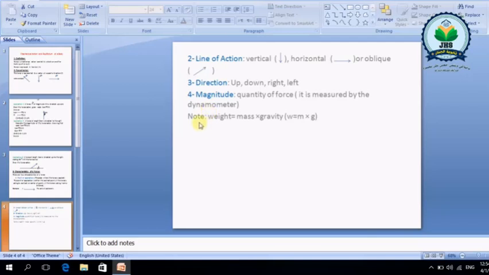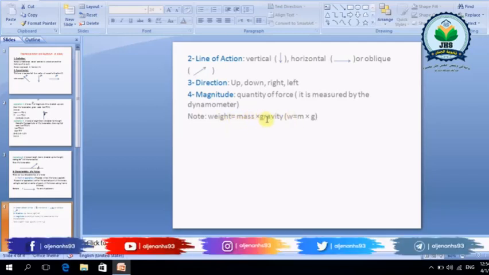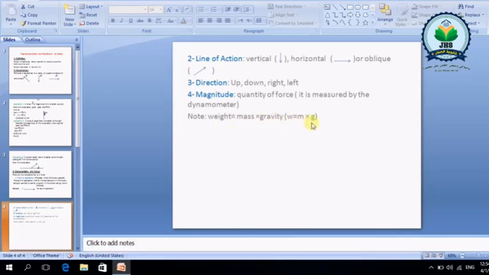Okay. Here we have a note. If we have weight, I can, instead of using dynamometer, use a rule. What is it? Weight equals mass times gravity, you know it, or W equals M times G.